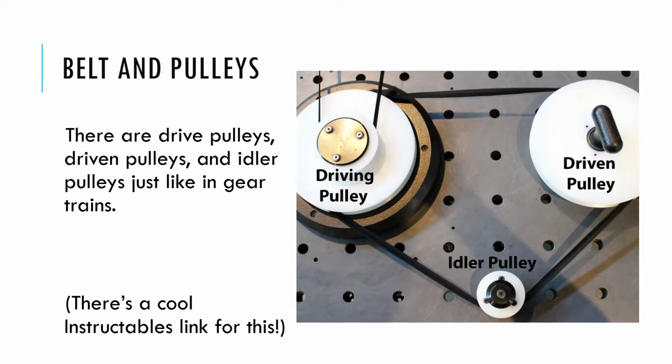So there's drive pulleys, driven pulleys, and idler pulleys, just like when you're talking about gear trains. In this case, we've got a driving pulley, and that's the one attached to the power supply, the motor or the crank or the pedals on a bike. You've got the driven pulley, which is attached to the drive pulley by the belt, and you can have an idler pulley that really doesn't do much of anything except take up slack on the belt.